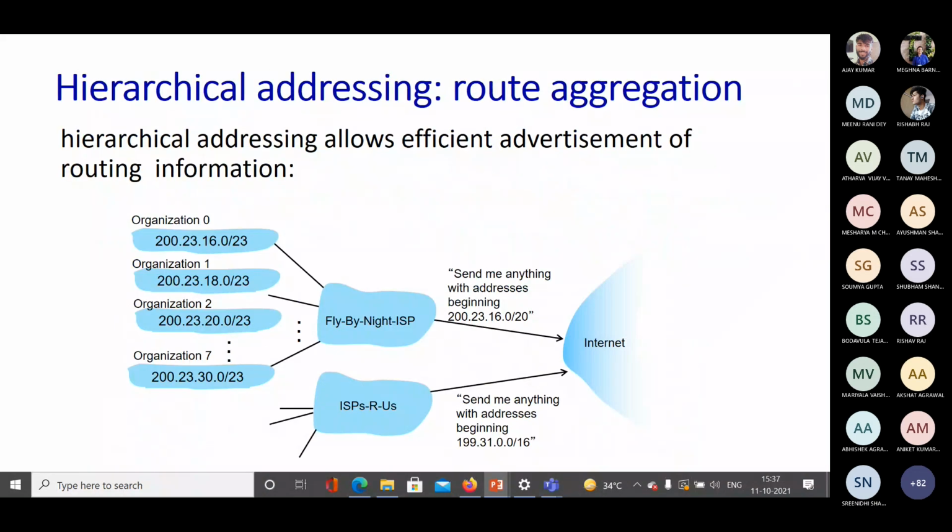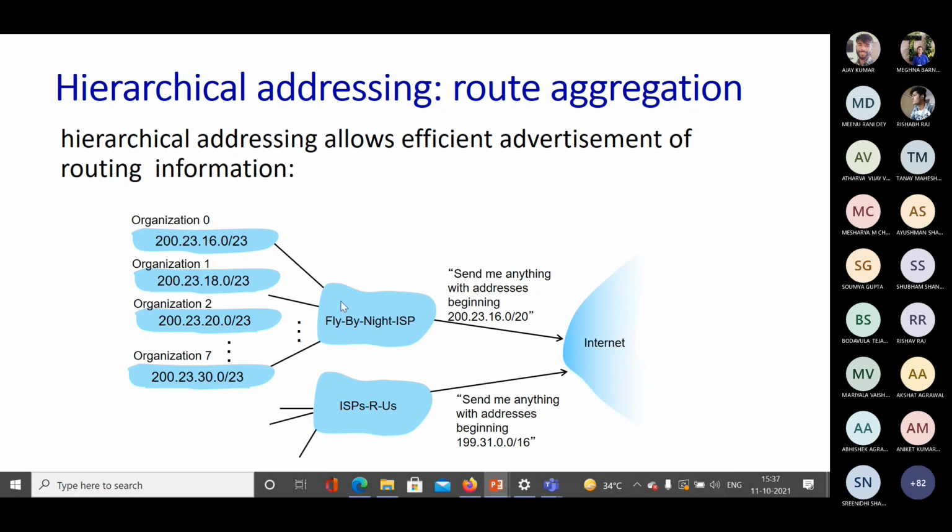So let us see an example here. These are example names: Fly-By-Night ISP and ISPs-R-Us. Just imagine that these are two different ISPs. Now this Fly-By-Night ISP has 8 organizations associated with it, as was given in the last slide also. In that way, the organizations have been given these chunks of addresses.